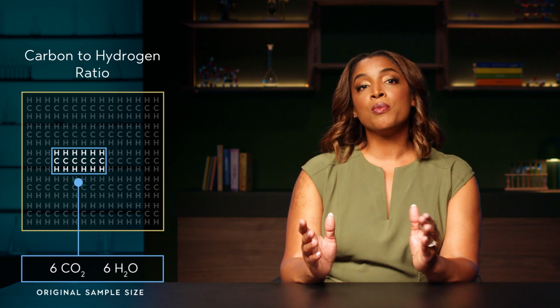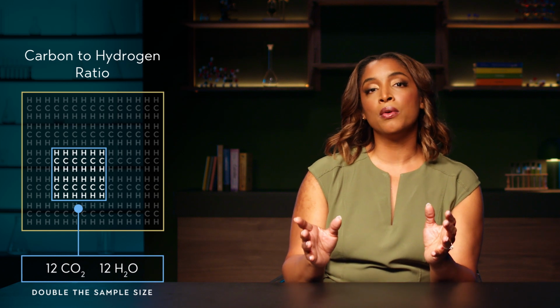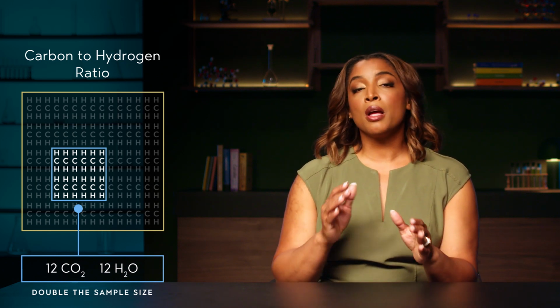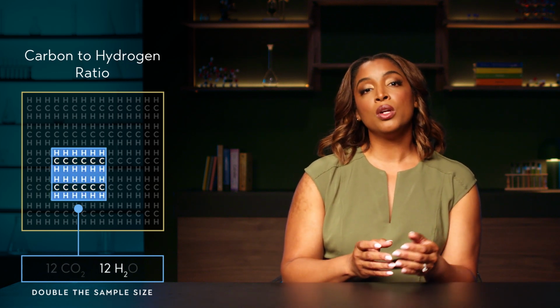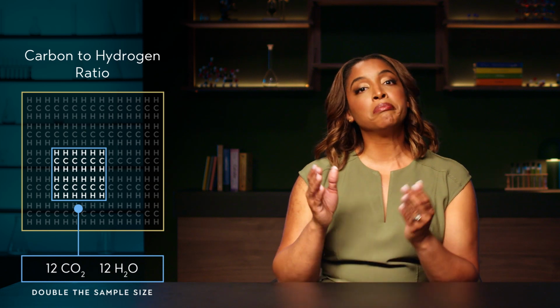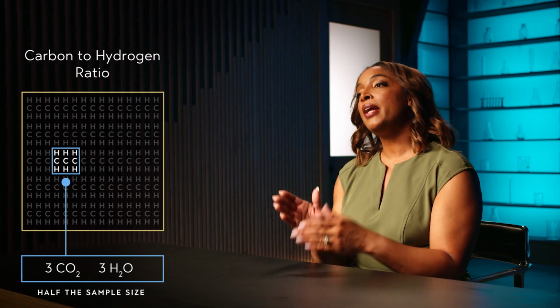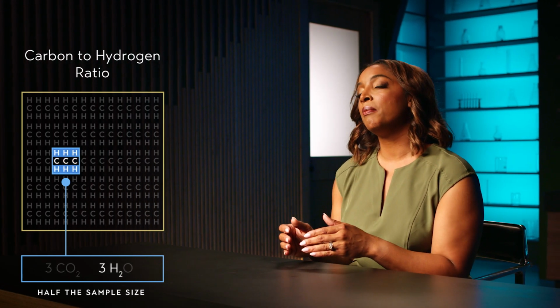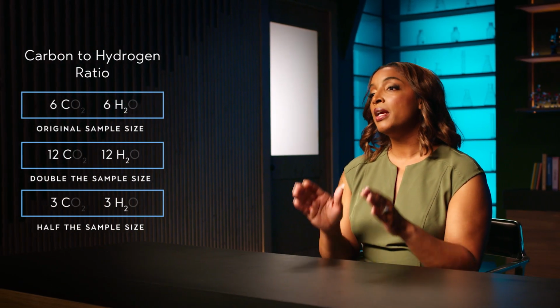Suppose I took a sample from the same source as the mystery sample that was twice as large as my initial sample. Everything would be doubled. The combustion analysis would contain twice as much CO2 and twice as much H2O, which would lead me to conclude that I had twice as much carbon and hydrogen. If I took a sample half the size, I would have half the amount of carbon and hydrogen. In either case, the ratio of carbon to hydrogen would remain the same. It's 1 to 2.